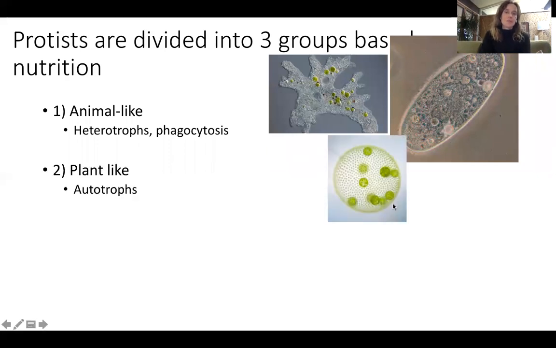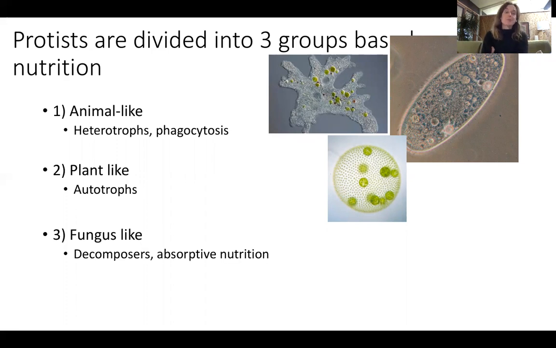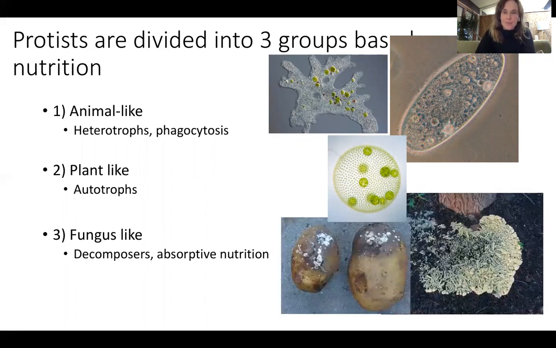The second group, they're more plant-like, and these are the protists that photosynthesize. And we've already covered these ones a little bit. They're the autotrophs. The third group are the protists that are more fungal-like, and they're the decomposers. They have absorptive nutrition. They can even have things that look like hyphae. They're not fungi. They just have the same kind of habits as fungi. And here you can see slime molds and Phytophthora growing on a potato.